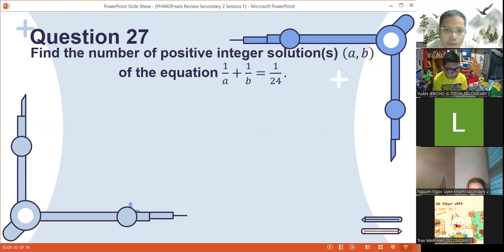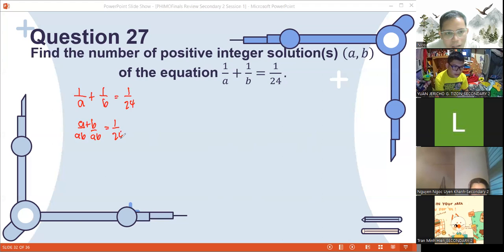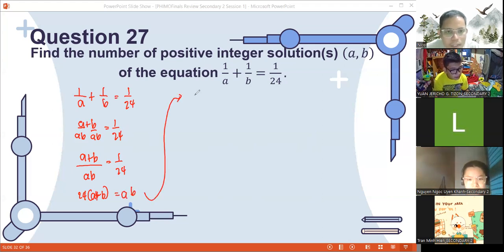Okay, find the number of integer solutions for A, B where 1 over A plus 1 over B is equal to 1 over 24. So it's the same as the previous one that we had. This is now A, and this is B. So we add them. This is A plus B over AB. So we have A plus B over AB is equal to 1 over 24. So we have 24 times A plus B equal to AB, right? So this is now 24A plus 24B is equal to AB.